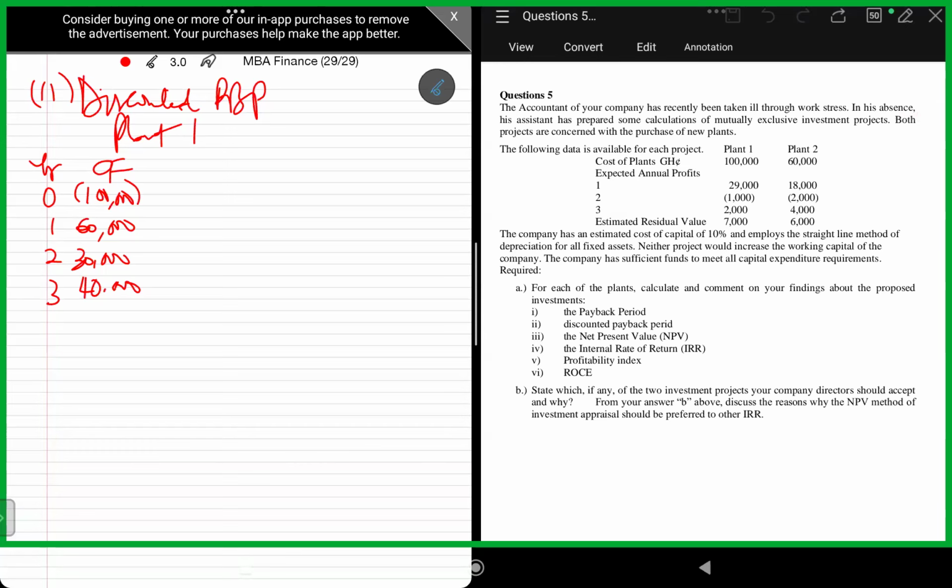So discounted payback period, you have the cash flows. How do you discount? When I say you are discounting cash flows, what does it mean? You are reducing. So what do you use to reduce it? Good. What do you use to reduce it?